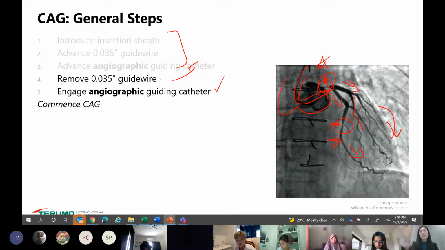If you just put it in the ascending aorta, you will only be able to take an image of the aorta itself. You need to insert your catheter tip into the opening of the coronary artery so that you can take an image of it. So basically that's the steps. You will remove the guide wire. The guide wire will never go into your coronary artery. You will then put in your catheter tip through the opening, and then start your coronary angiogram.